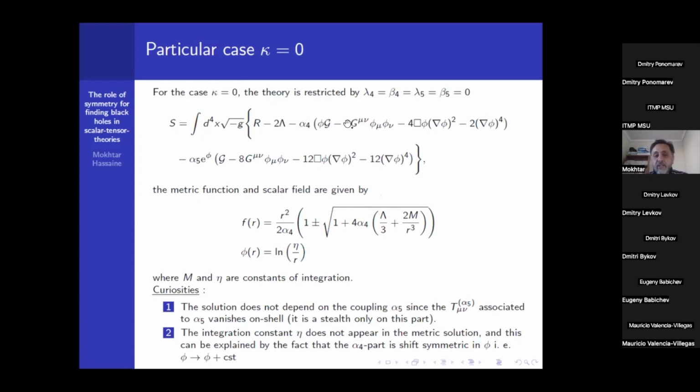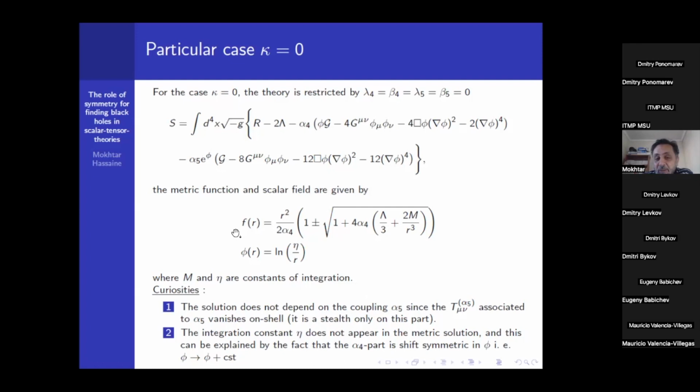So I'm just ending up with the Gauss-Bonnet pieces of the action, either this non-Noetherian piece or this one that is conformally invariant in 5 dimensions. And in this case, it's very interesting because the solution is only parameterized by alpha 4, m is an integration constant, and eta is also a free integration constant. It's like a hair. But it can be explained why the solution does not depend on alpha 5.